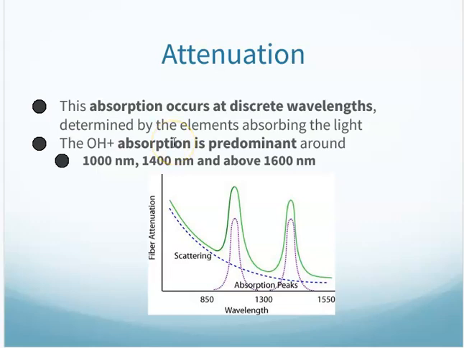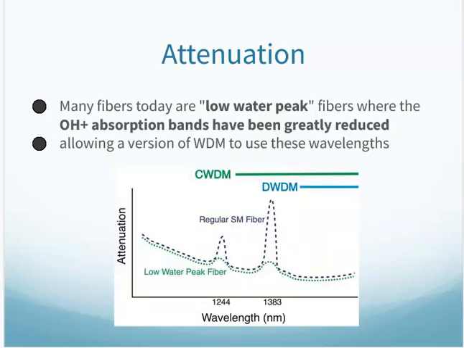The absorption tends to occur at discrete wavelengths. These wavelengths here, this 1,000 nanometers, 1,400 nanometers, and right off the chart over here, 1,600 nanometers. So these tend to be avoided when we're sending light signals, they tend to avoid those high absorption bands. So that is one of the factors of attenuation in fiber, the absorption, as the modes of light travel through and hit those hydroxide atoms, if you will, in there.